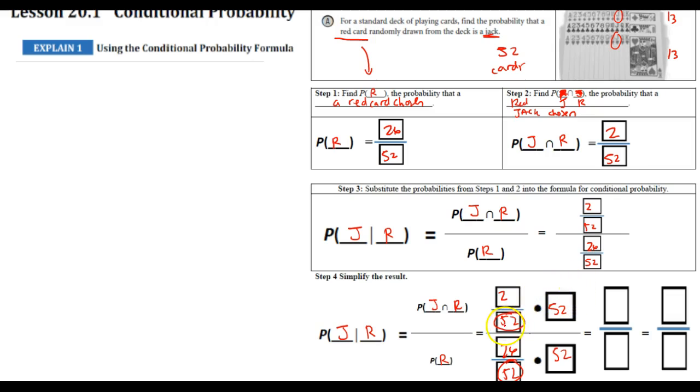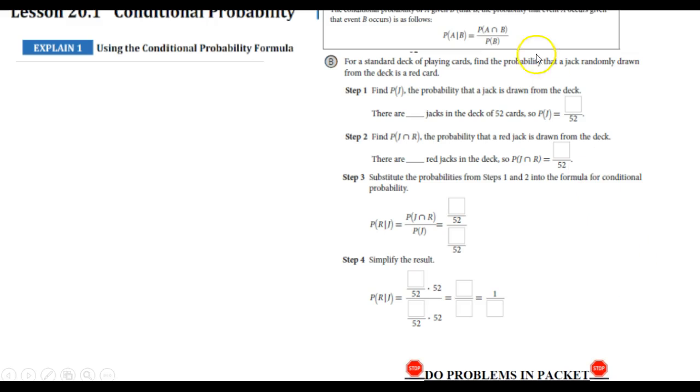So that would be, 52's would cancel, and I'm left with 2 over 26. Without even using the calculator, let's go ahead and reduce. What number could I take out of both top and bottom? 2, right? So that'd be 1 over 13. Cool. Alright, let's move it right along to part B.